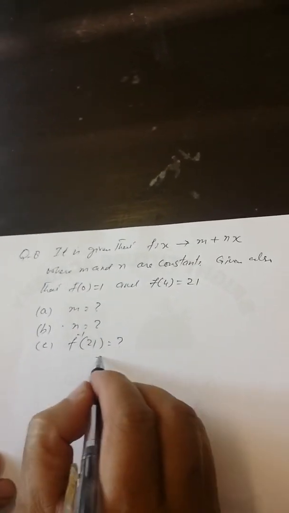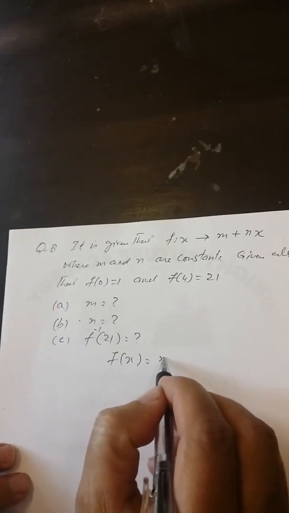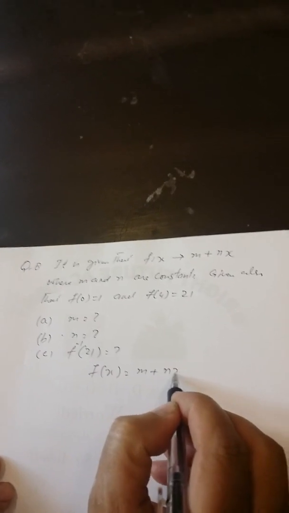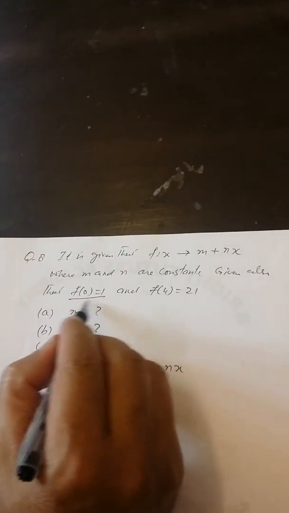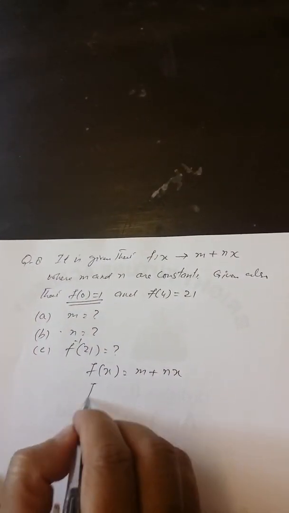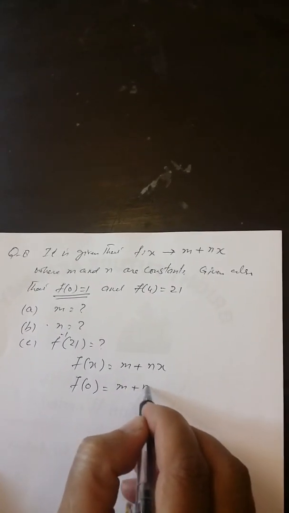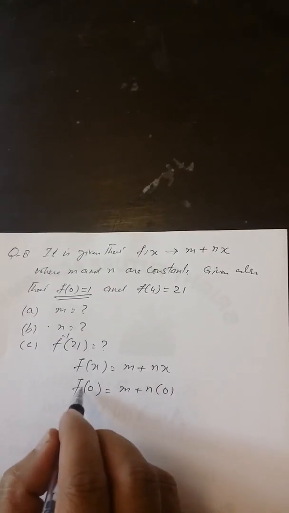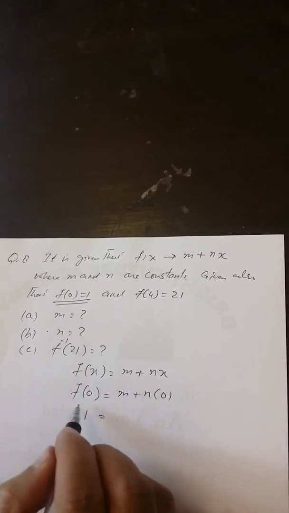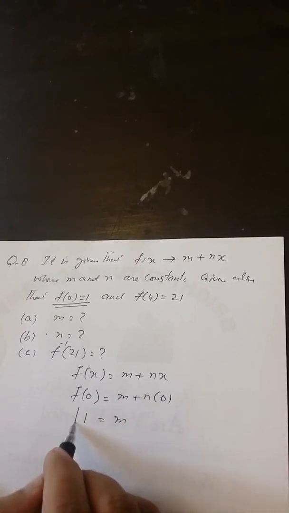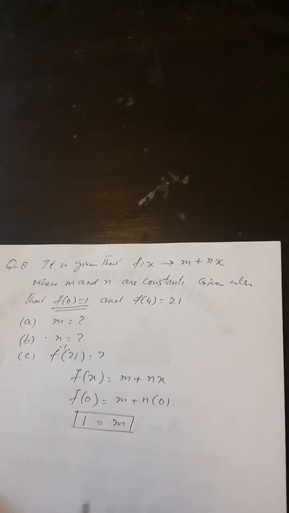First of all, pick the function f of x is equal to m plus nx. Now in the question it is given that f of 0 is equal to 1. So replace x with 0. It will be like this. So value of f of 0 is equal to 1, which is provided in the question. So m is equal to 1.